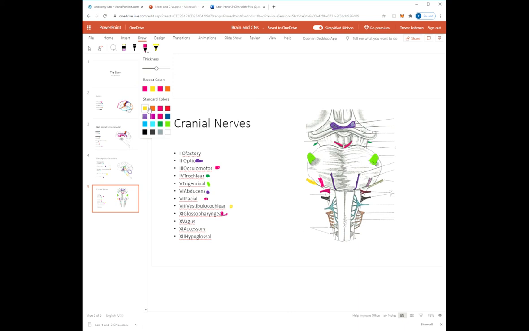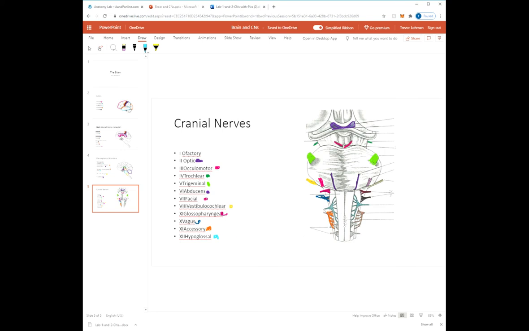Vagus is just this little nerve here, but it does so much. Vagus nerve, cranial nerve 10. Oops. Sorry about that poor artwork there. Accessory is almost like an orange color. You get the idea. Spinal accessory, you'll see it written sometimes as well, spinal accessory nerve. It's a cranial nerve though, so it's a little confusing. And then lastly, in a light blue, we have the hypoglossal nerve.